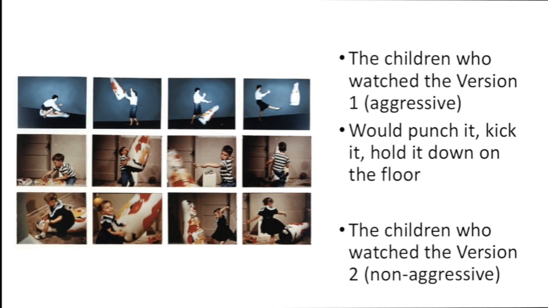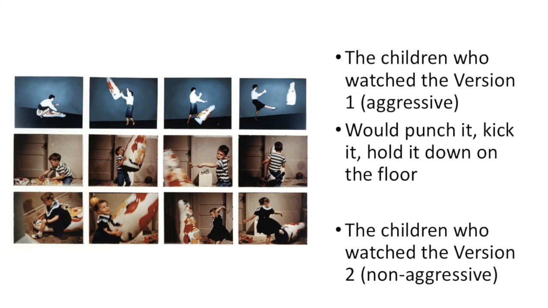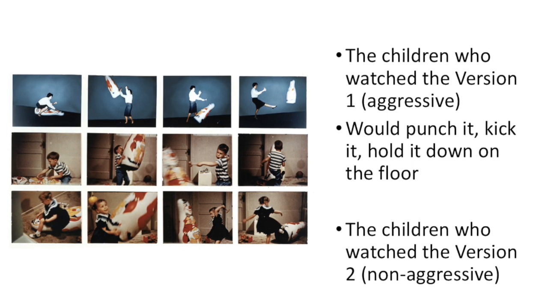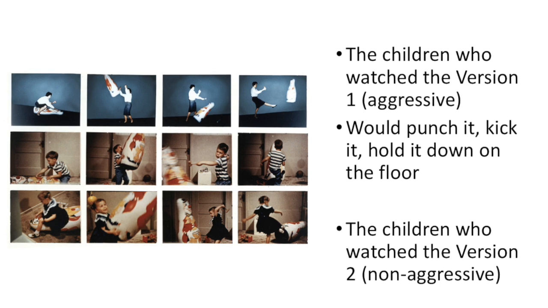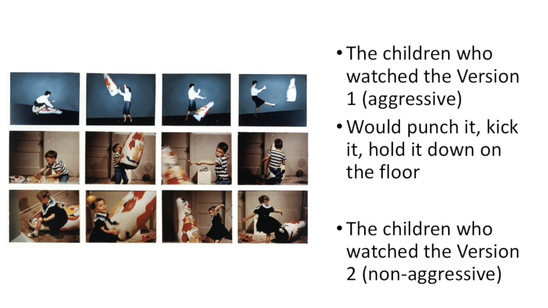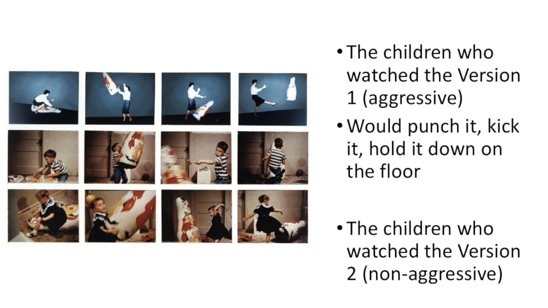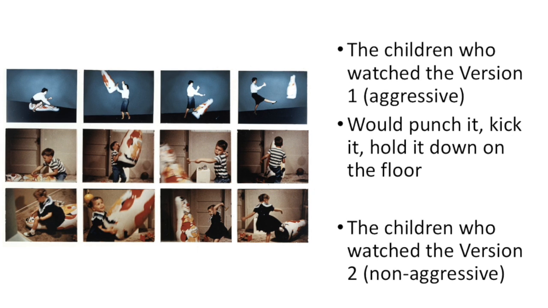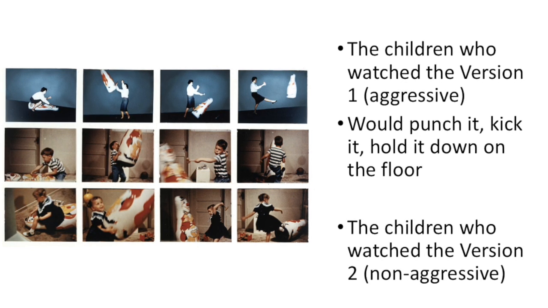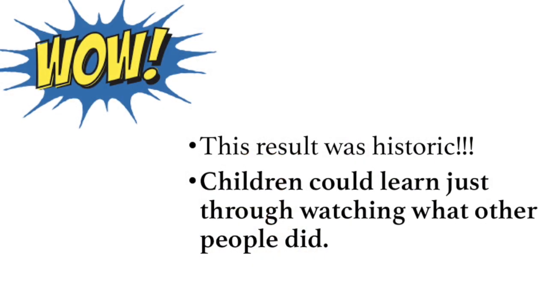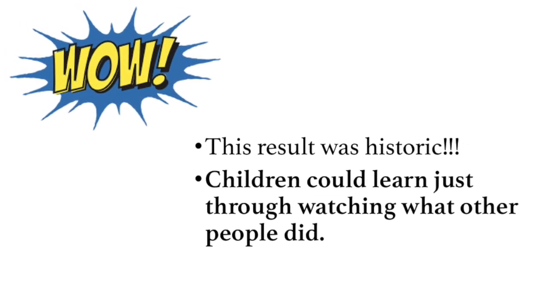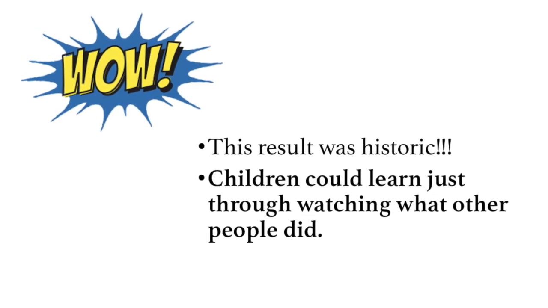He found that the children who watched the adults' aggressive behaviors engaged in more aggressive actions. They would run to the Bobo doll and punch it, kick it, hold it down on the floor, doing all the things that they saw the adults do. They just imitated the adults' behaviors. In comparison, the other group of children who saw the non-aggressive version didn't show these aggressive behaviors. This result was historic; it showed that children could learn just through watching what other people did.